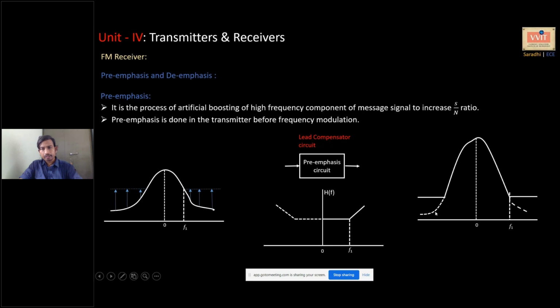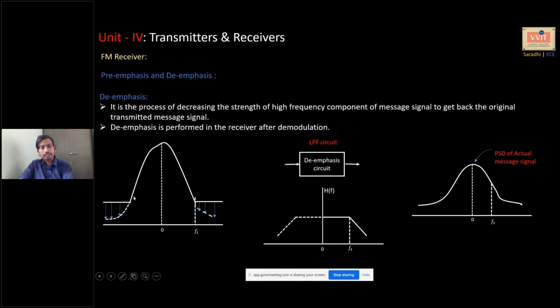Originally the signal strength of these frequency components is like this. Now after pre-emphasis filtering, they become strengthened. Similarly, what is de-emphasis? De-emphasis is on the receiver side. Suppose we have this kind of spectrum received at the output of the demodulator. This is the power spectral density of the signal available at the output of the demodulator.